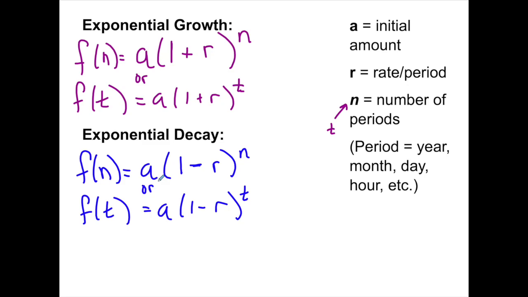Growing, you're adding. Decay, you're taking away. What symbol do we associate with adding? Plus. What symbol do you associate with taking away? Minus. If you're adding, you should be having more than 100% of what you started with each period. 1 plus will ensure more than 100%. If you're decaying, you should have less than 100% of what you started with each period, and that is what is happening here.